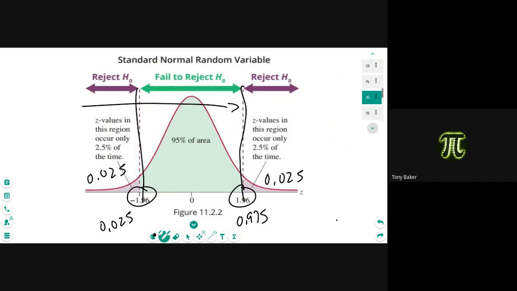Remember, we need something to test against. That's where my significance level comes into play. We need to set up where our rejection range is and where our fail-to-reject range is. That's based on my significance level. The test statistic I now am going to place on this chart to determine if I'm going to reject it or fail to reject it.